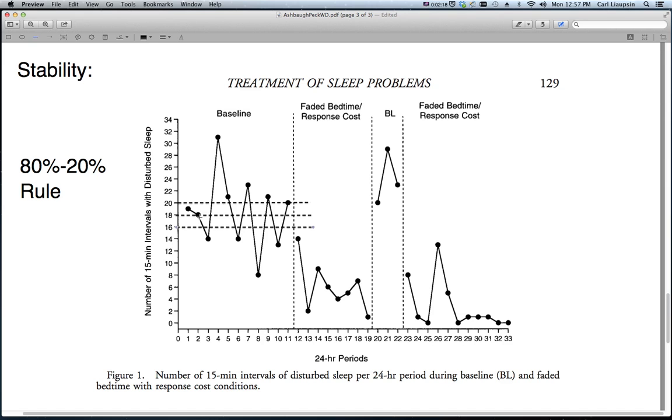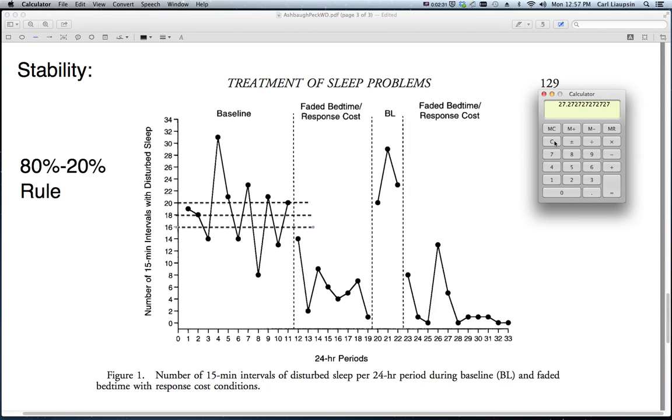1, 2, and if we're generous, 3. Out of 1, 2, 3, 4, 5, 6, 7, 8, 9, 10, 11. So that would be 3 divided by 11 times 100 equals 27%. Nowhere near 80% of the data falls within that range.